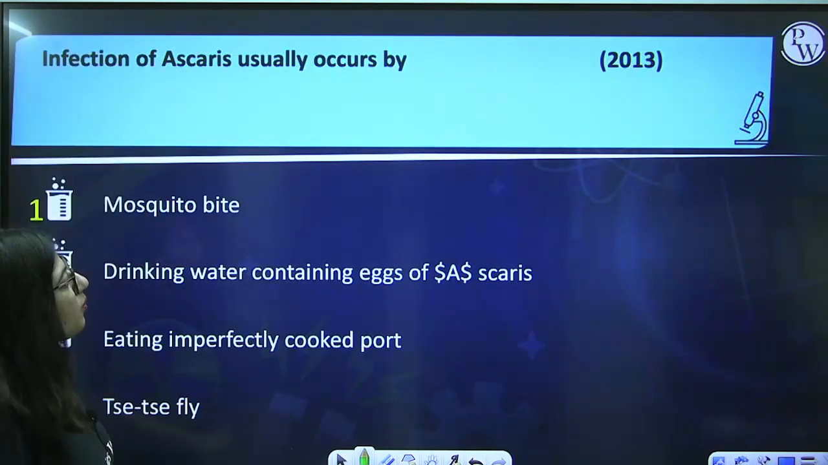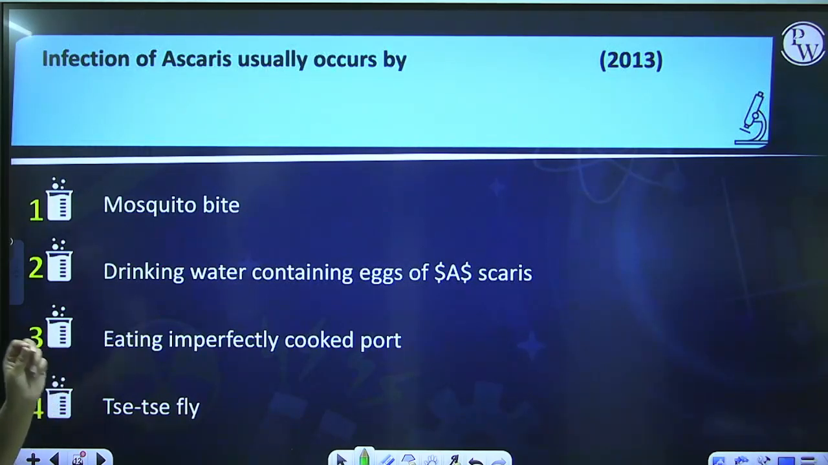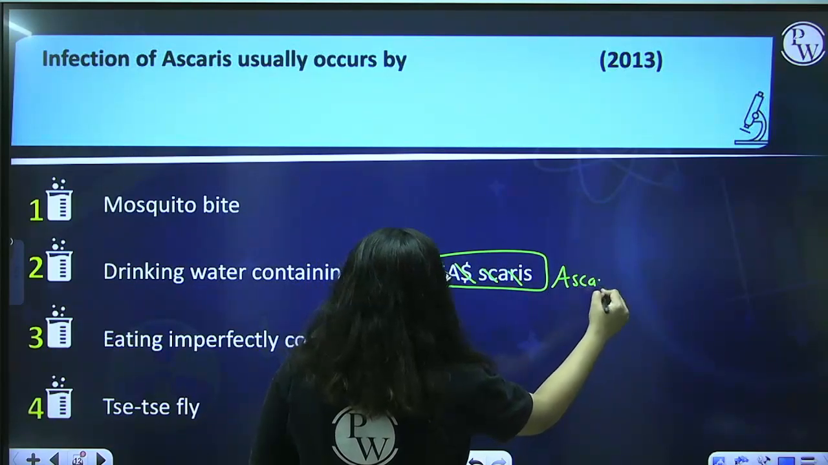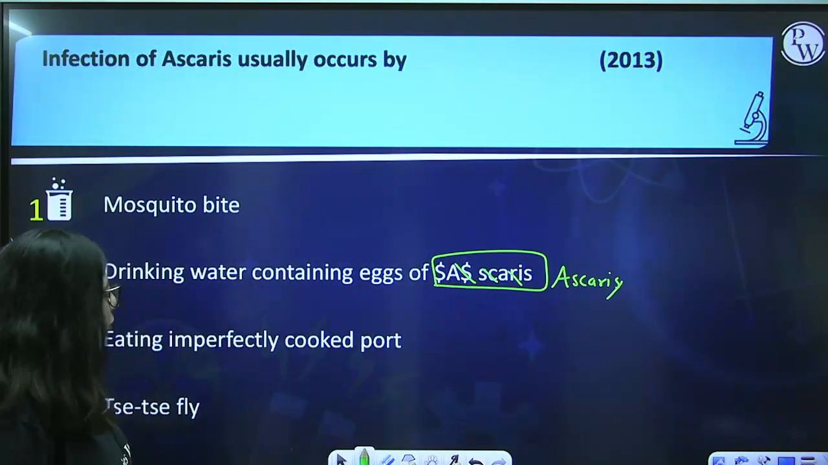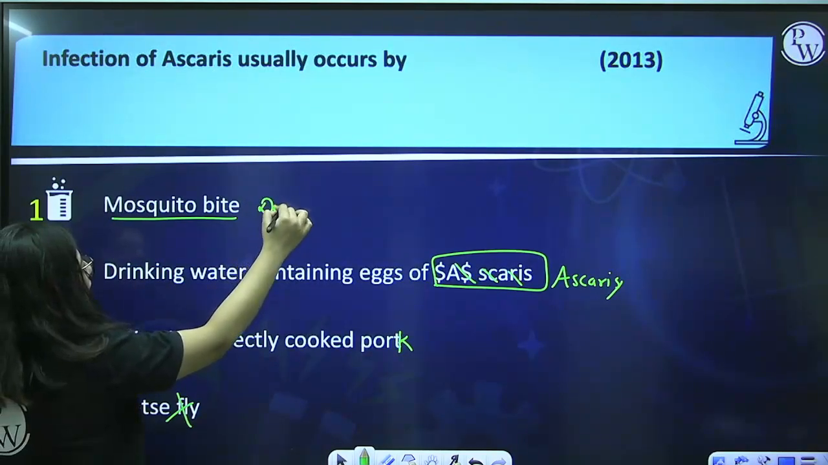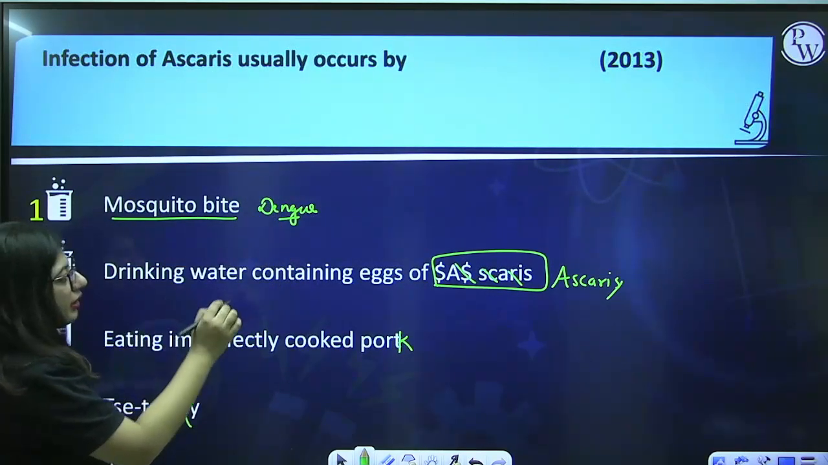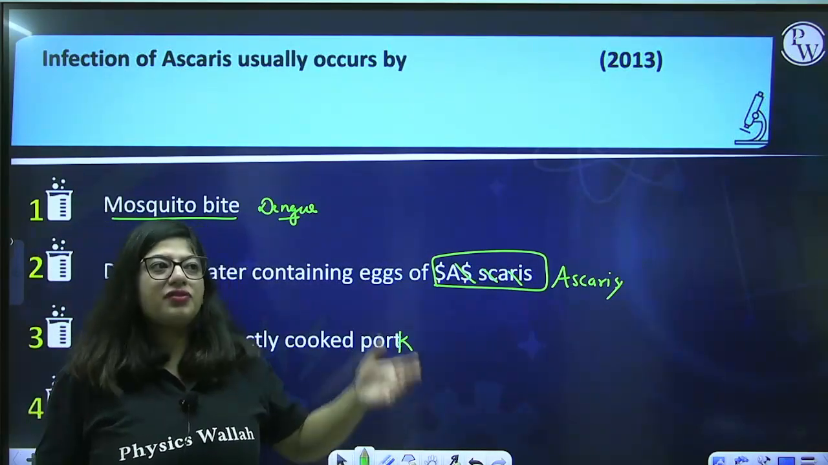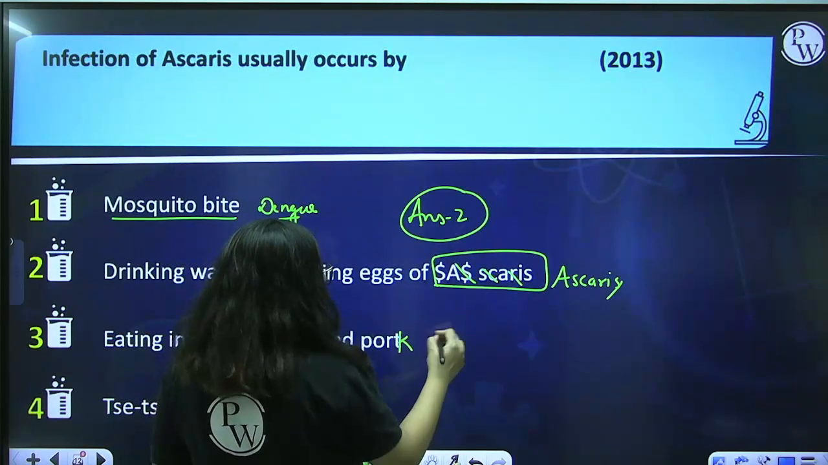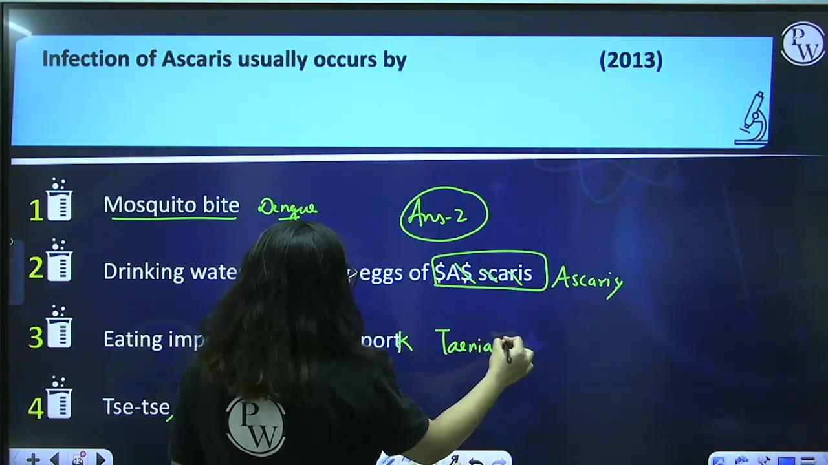Let's solve the previous year question. Infection of ascaris usually occurs by mosquito bite, drinking water containing eggs of ascaris, eating imperfectly cooked pork, and tsetse fly. Okay, this is ascaris, that's a typo error. We have not talked about tsetse fly anywhere. Mosquito bite, we have done that in dengue, right? But drinking water containing eggs of ascaris will only cause ascariasis. So the answer is 2. The measly pork will cause you taeniasis, though both live in small intestine.